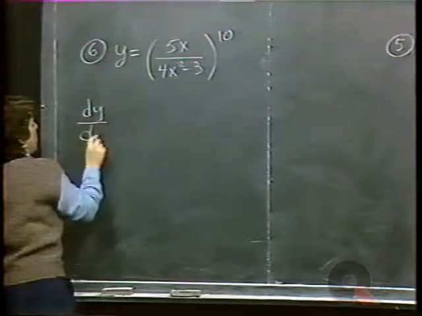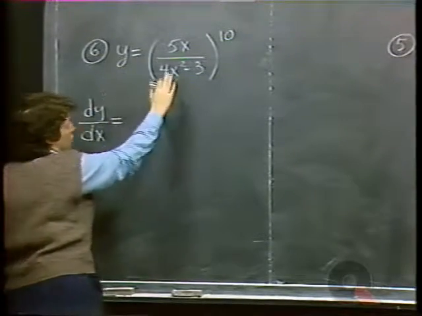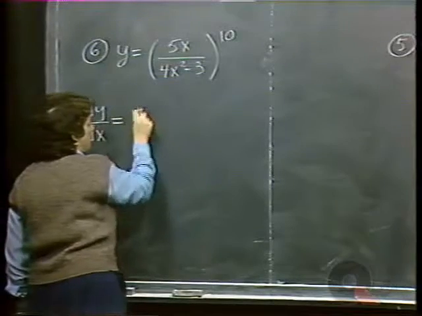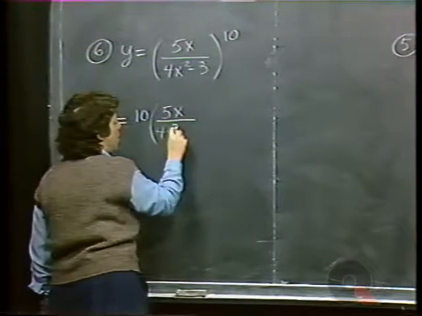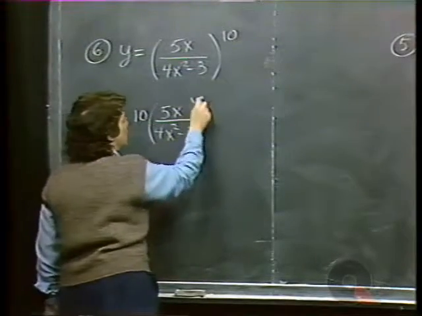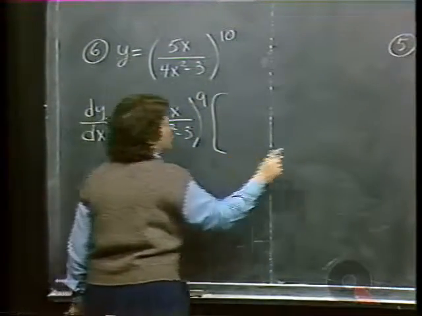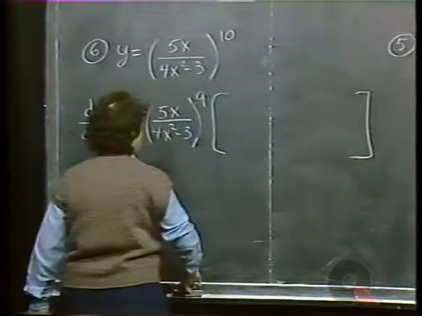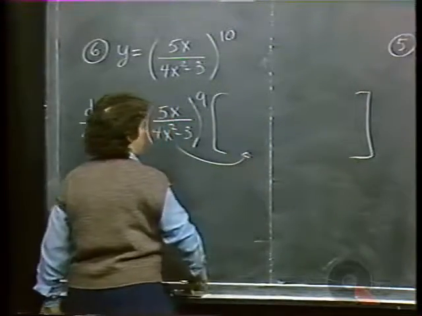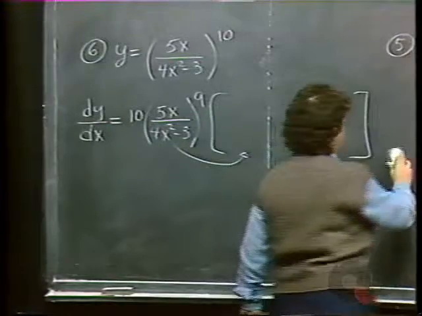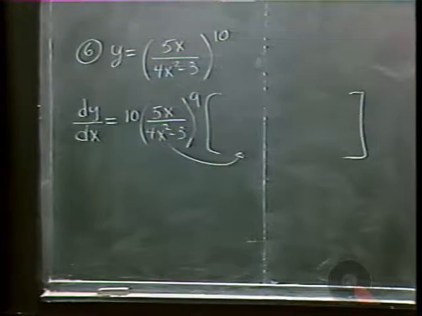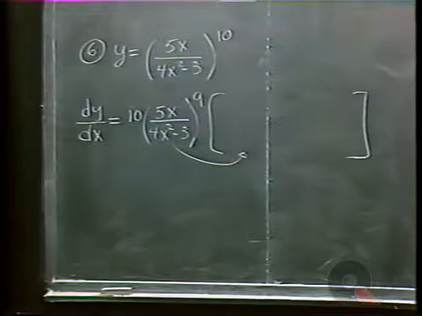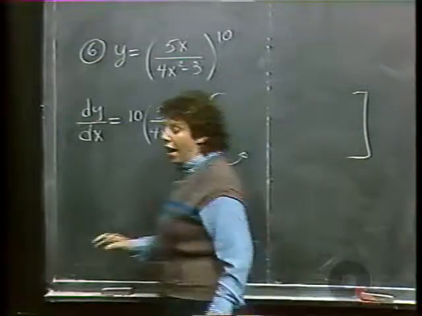So the derivative of a function to a power is the power 10 times the function 5x over 4x squared minus 3 to the 1 less power times the derivative of the inside. It's going to be the power times the function to the 1 less power times the derivative of the inside. You've used your power rule.